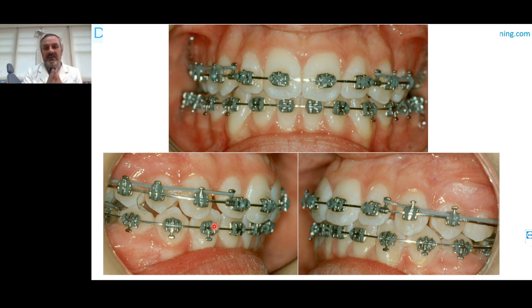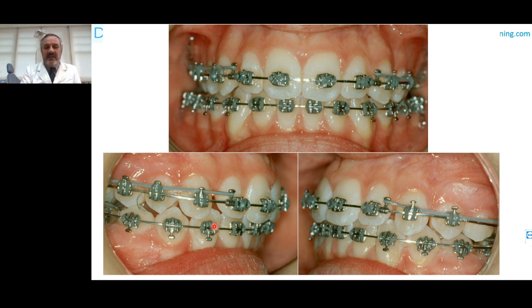The biomechanics to close the space in our technique is very similar to MBT or another technique. I don't like the biomechanics with the Hoy loop stainless steel wires. I hate this type of space closing because you lose a lot of anchorage and are obligated to do a lot of extractions in your office.